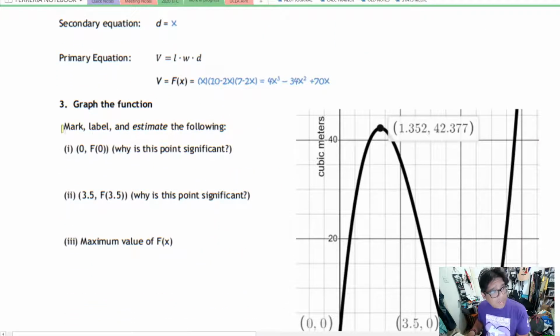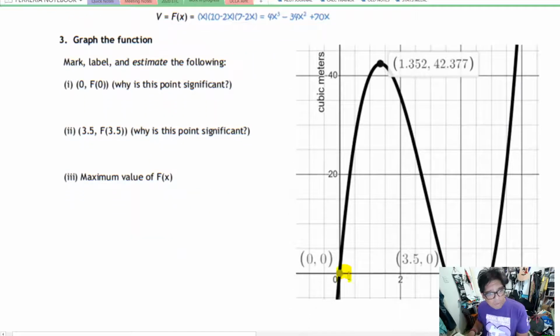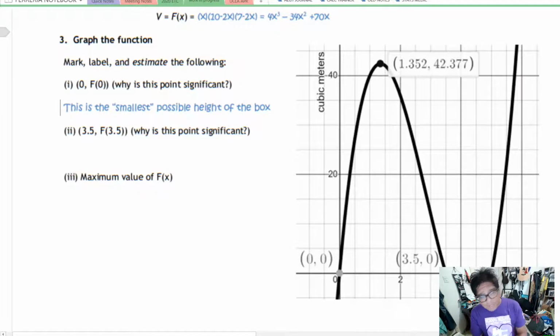So next, we're going to mark, label, and estimate. Where is 0, f of 0? That's right over here. Notice our volume there is 0. So that's the smallest possible height of the box. So remember, the depth of the box is that x coordinate. So when x is 0, the volume will also be 0, and that should make sense based on all of the things that we did.